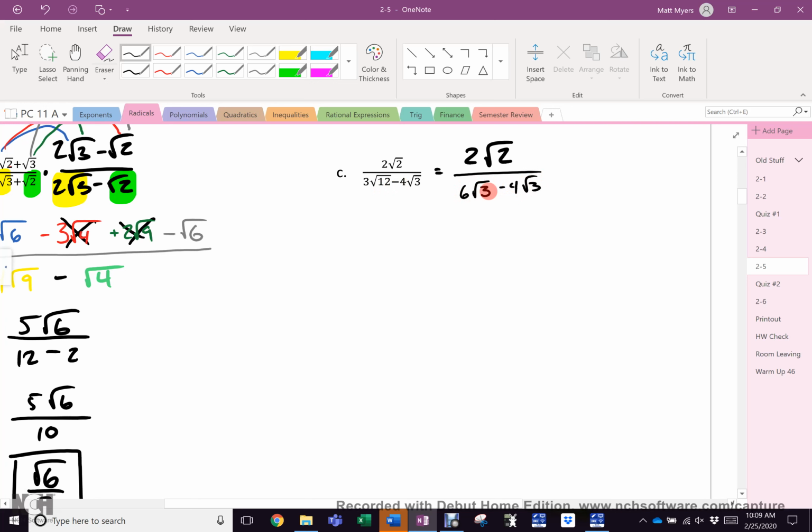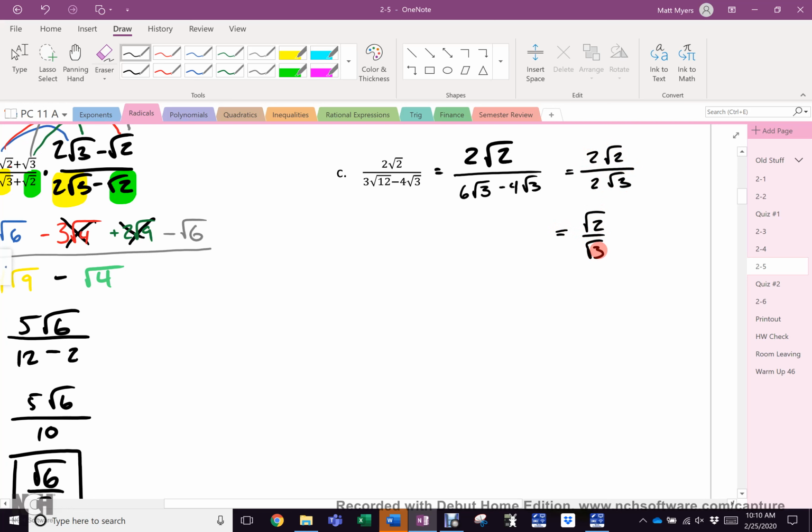You can actually simplify the bottom now, can't you? You don't need to do the conjugate. And this becomes 2 root 2 over 2 root 3. What are the 2's going to do? Cancel, and I'm going to be left with root 2 over root 3.